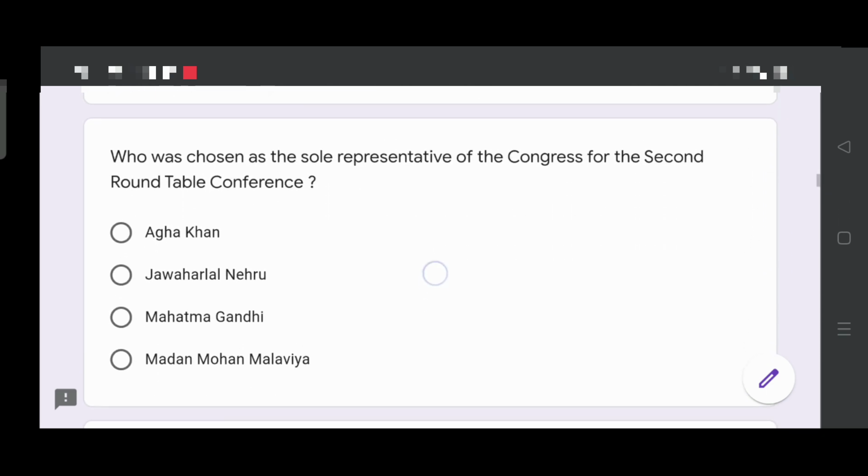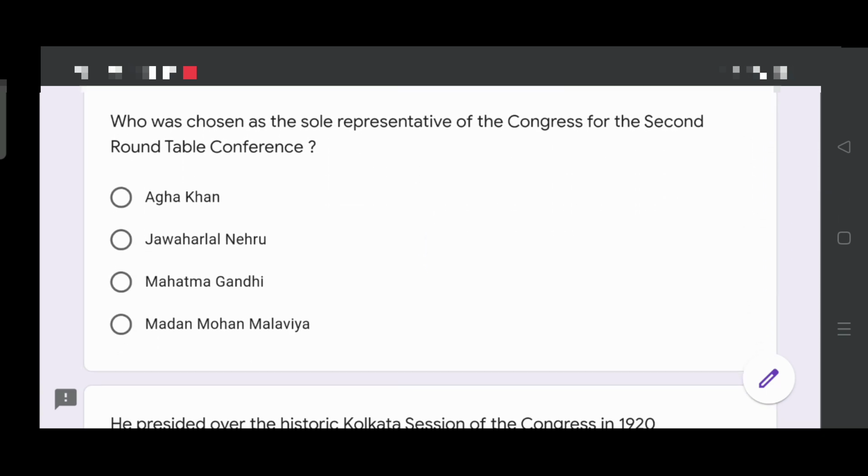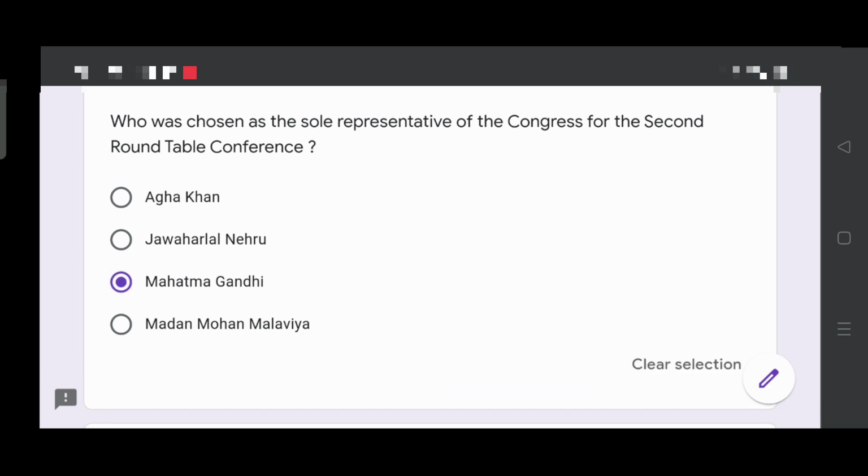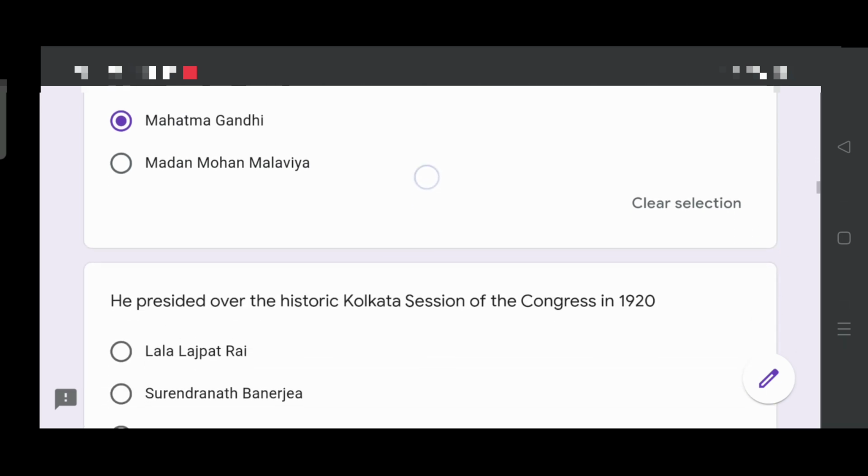The next one. Who was chosen as the sole representative of the Congress for the second round table conference? Aga Khan, Jawaharlal Nehru, Mahatma Gandhi or Madan Mohan Malaviya. Who was chosen as the sole representative of the Congress, the second round table conference? Yes, the third option, Mahatma Gandhi.